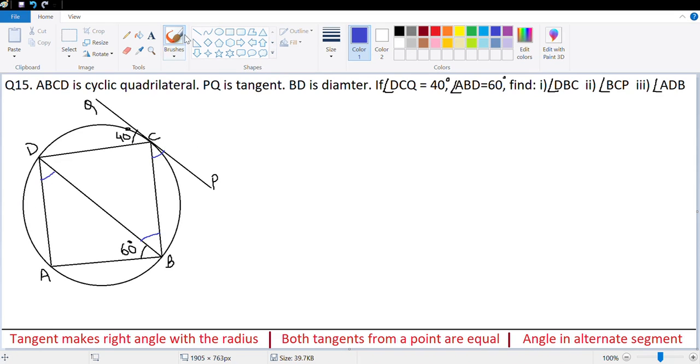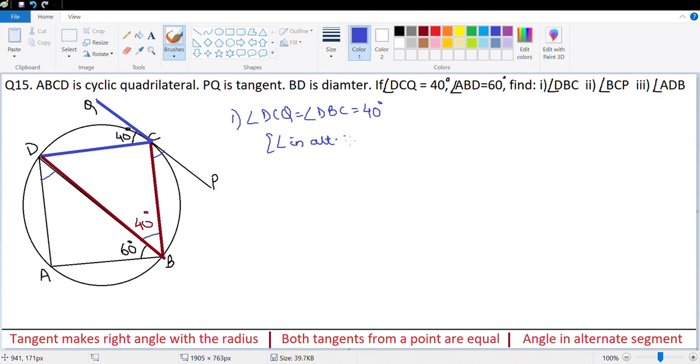Perfect. So I have an angle between a tangent and a chord. So let's try and identify the angle in alternate segment. If QC is the tangent and DC is the chord, then the angle made in the alternate segment would be angle DBC. So this angle would be 40 degrees. Let's just write this down. Point number 1, angle DCQ is equal to angle DBC is equal to 40 degrees, angle in alternate segment. Done that, the first part of the question, we figured out angle DBC.